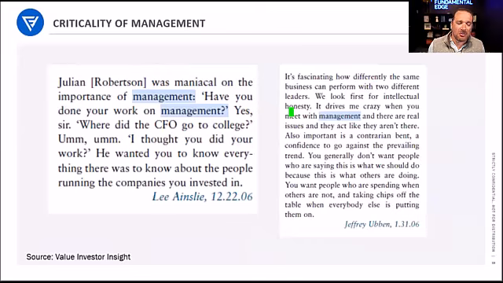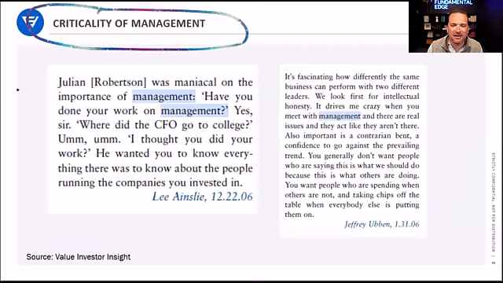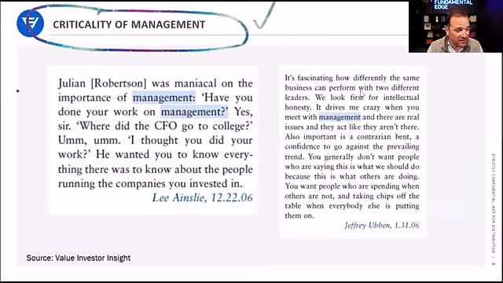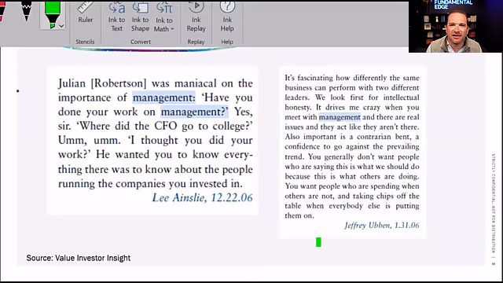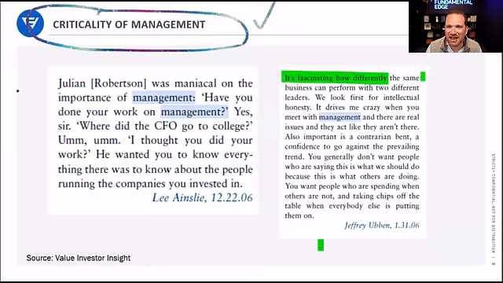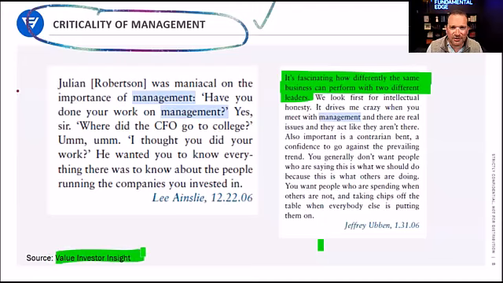To dig into one of those probabilistic considerations, I wanted to give just a few quick slides on management. The criticality of management is really foundational to the long-term, long-duration Tiger-style investor and the activist investor. Jeff Ubben made the fascinating point of how differently the same business can perform with two different leaders, which has been my experience as well. Lee, in a Value Investor Insight in 2006, said that Julian was maniacal on the importance of management, always asking, "Have you done your work on management? Where'd the CFO go to college?"